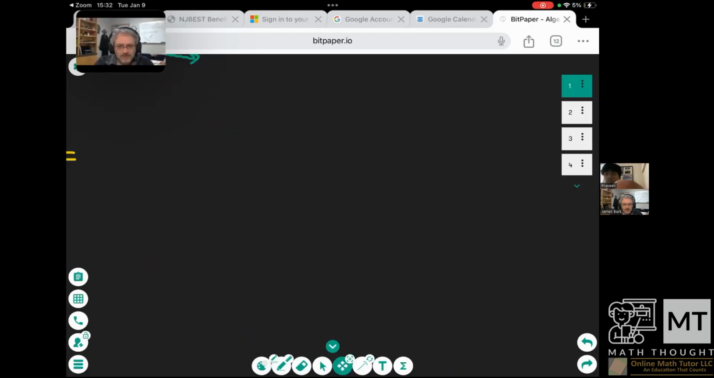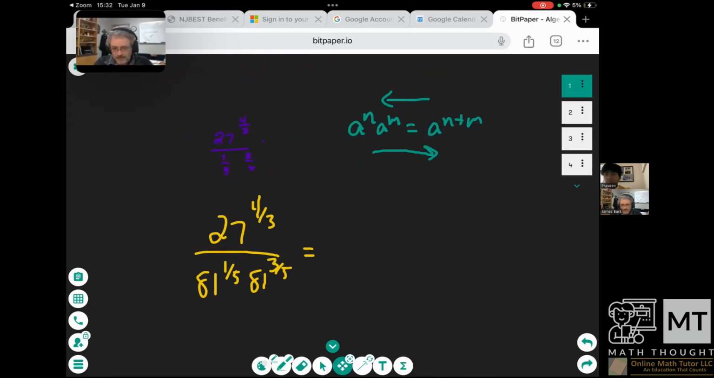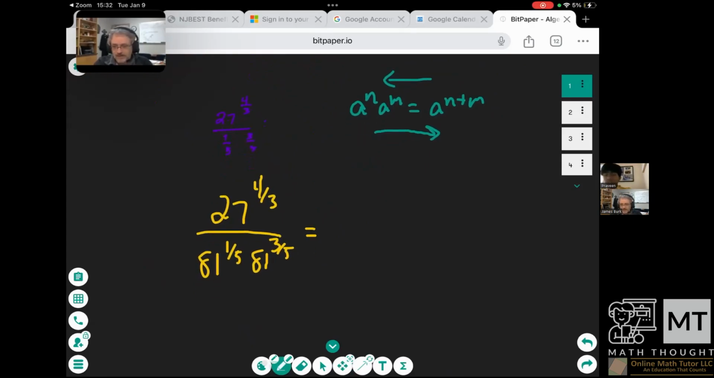Now, down below, I spy 81. I'm not going to worry about the numerator at first. But down below, I spy 81, the same base. So I'm going to add the exponents. Whenever I add the exponents, I have a fifth plus three-fifths. The denominators are the same, so I don't have to worry about that issue. So I'm going to have four-fifths.